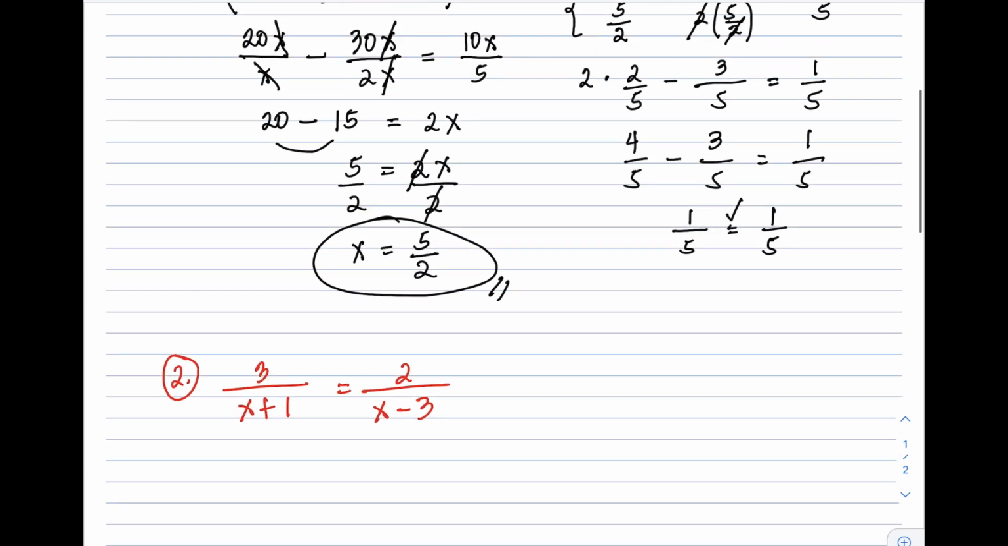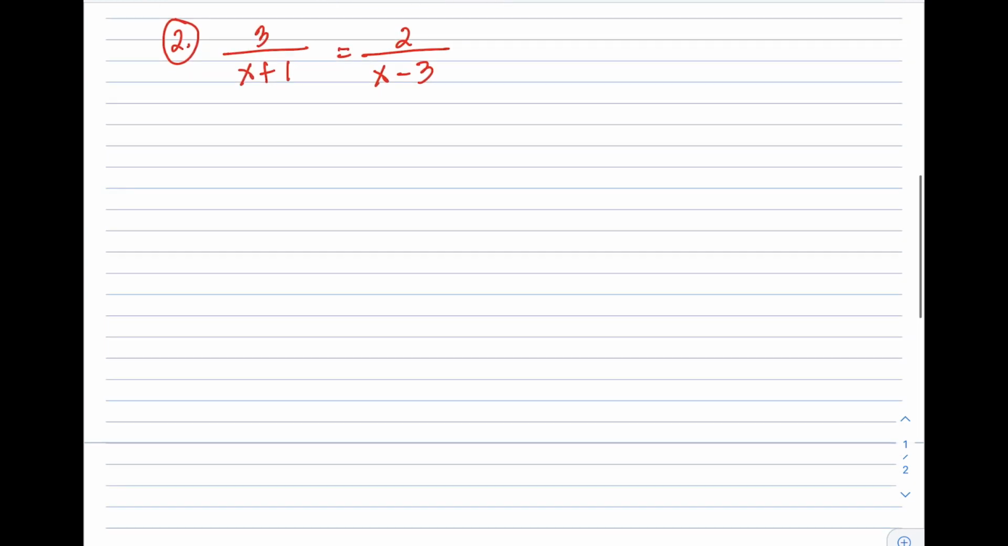So, next, let's have example number 2. 3 over x plus 1 equals 2 over x minus 3. So, our first step is we need to find the LCD. So, in our case, we have two binomials, x plus 1 and x minus 3. So, normally, pagka ganito yung ating denominators, ang ating LCD ay x plus 1 and x minus 3 na din. Okay? So, next, we need to multiply each term of our equation by the LCD.